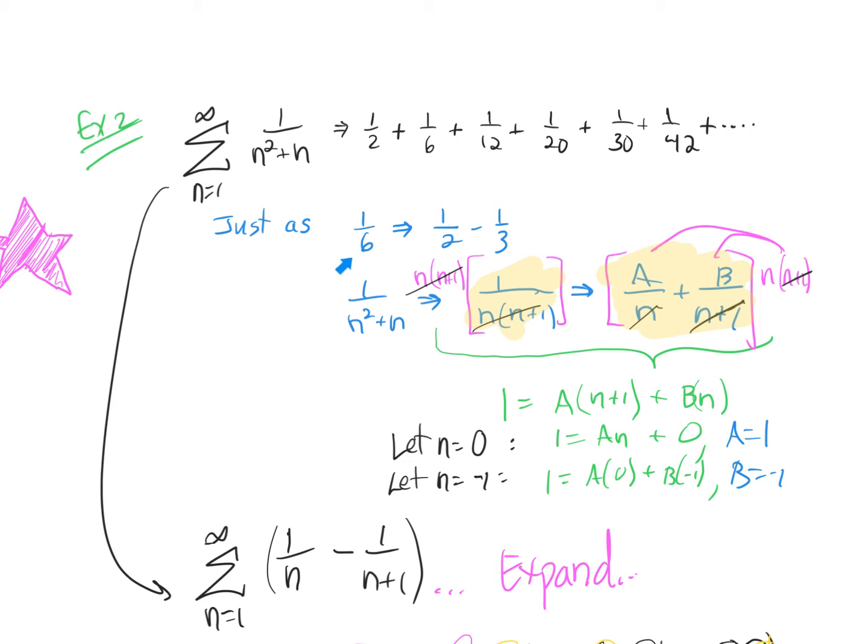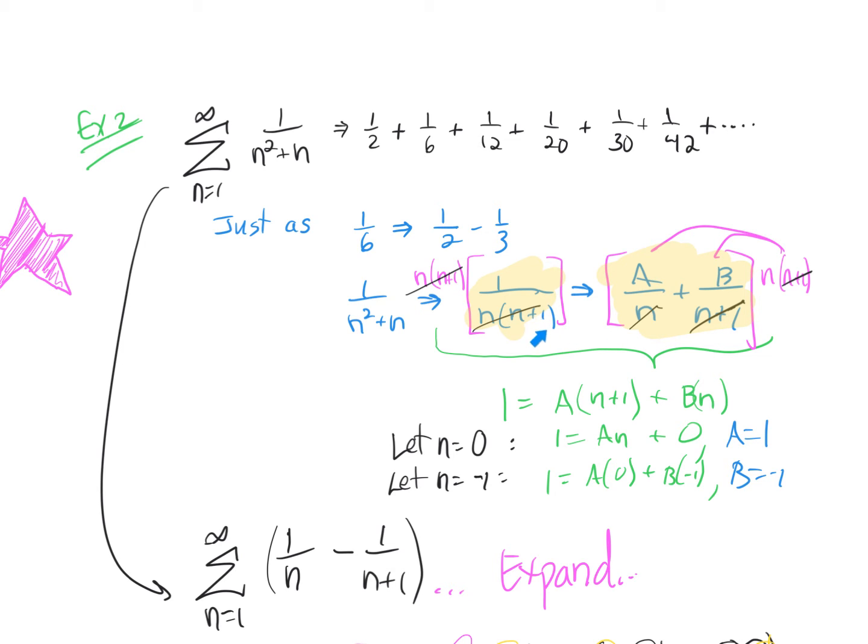Well, just as a fraction like 1/6 can have its denominator factored into 2 times 3, and we can rewrite this as a decomposition into several partial fractions, we can do the same thing with 1 over n squared plus n, our expression. But first we'd want to factor this into this expression. And so 6 is factored into 2 times 3. Take each factor, write a separate fraction for each of those factors, or in this case, a separate fraction for the factor n and a separate fraction for the factor n plus 1.